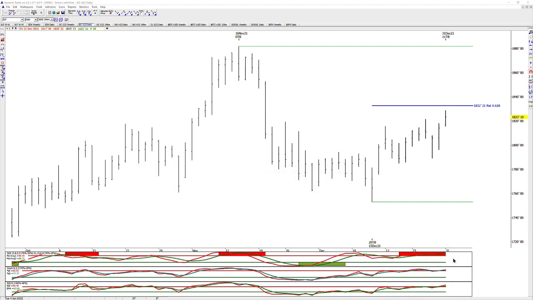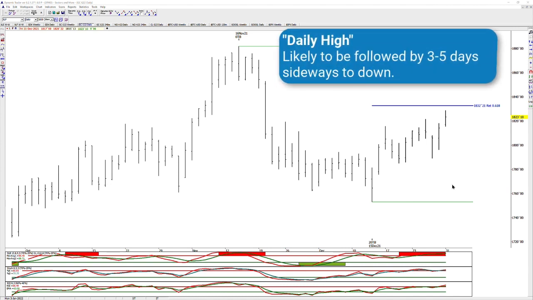That's a high that lasts for several days. So if nothing else, they're all telling us it's not a good time to enter the market. More than likely, it's pretty close to making a daily high. And what I mean by a daily high is the market's likely, gold in this case, to make a reversal and be sideways to down for around 3 to 5 days or so, if not longer, if it's a higher time frame high, like a weekly high.